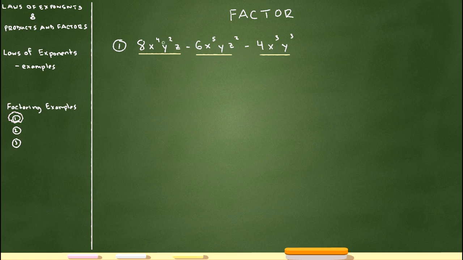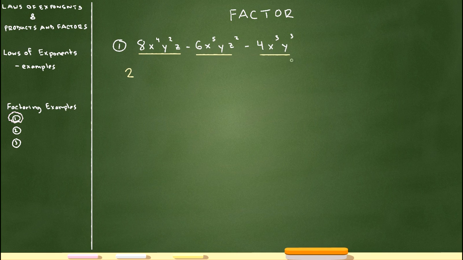Okay, so between our constant numbers, 8, 6, and 4, what's the highest number that's going to divide into each of these pieces? Well, it's only going to be 2. 2 goes into 4, 6, and 8, so we're going to go ahead and write that down. Now, we're going to go ahead and take a look at our x terms. We have x to the fourth, x to the fifth, and x cubed.